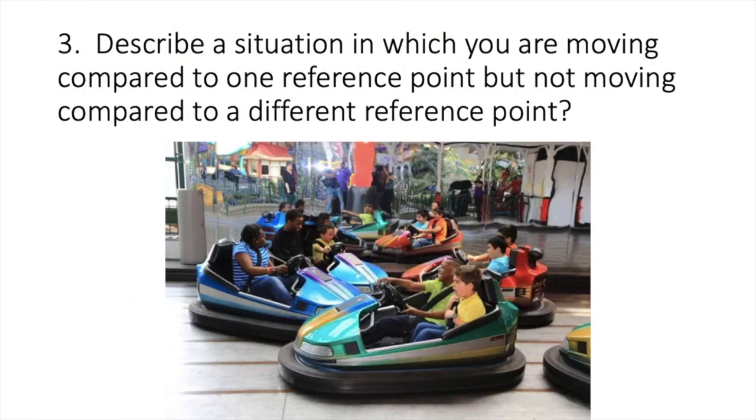Describe a situation in which you are moving compared to one reference point, but not moving compared to a different reference point. I chose this picture of bumper cars here, and you might take a look at these two boys that are driving in the green bumper car. The driver and the passenger are not moving relative to one another. Their position is next to each other, yet they are moving compared to every other object in the room. They're moving compared to this car, they're moving compared to this post or whatever this is over here, and so forth. So you can be moving compared to one object, but not moving compared to a different reference point.